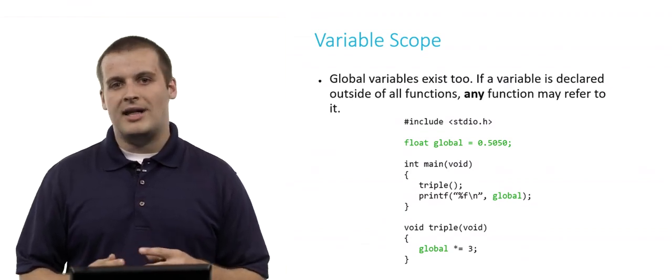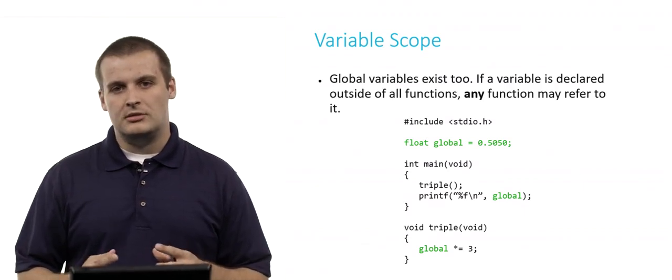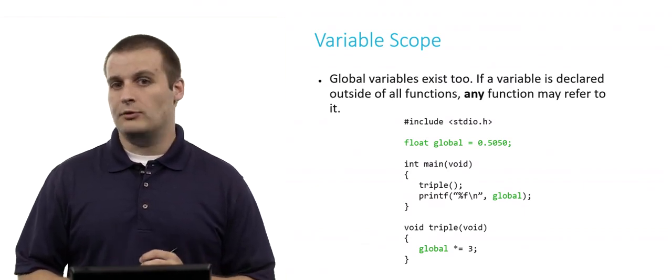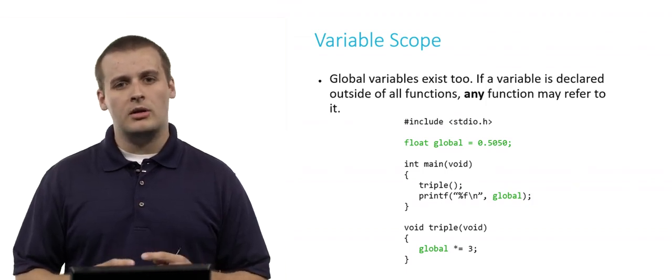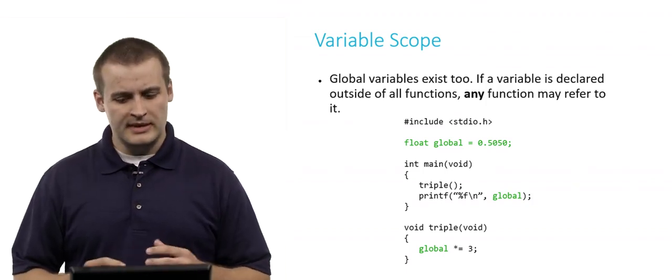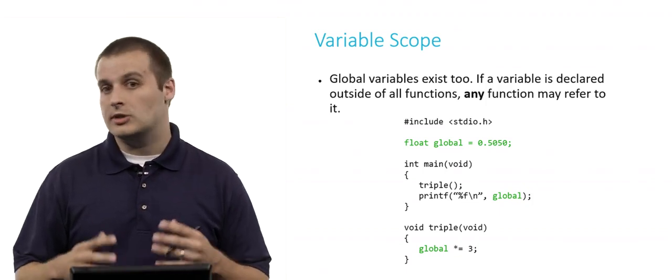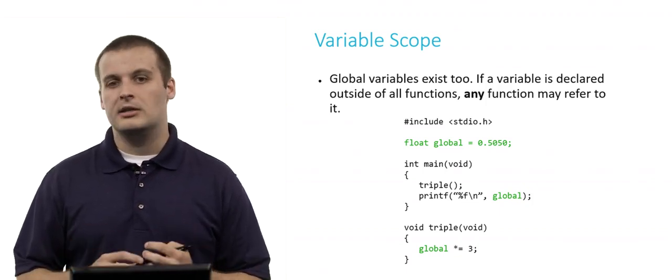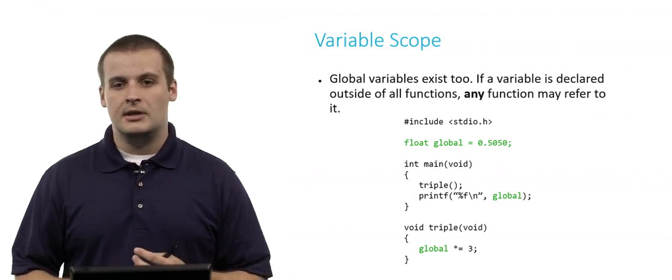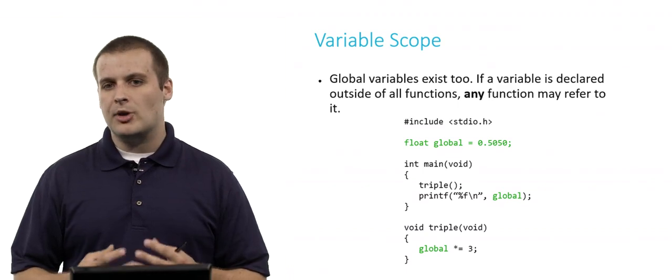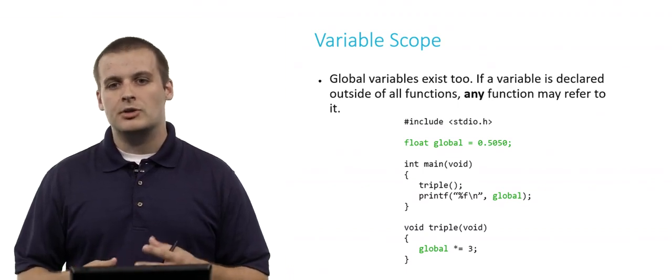Now, as I mentioned, global variables do exist. If you declare that variable outside of any function, all of the functions in the program can refer to it. So in this case, I've highlighted in green a global variable declaration. In this case, the variable being declared is called global, to be extremely clear about it. It is of type float, and I assign it the value 0.5050. You'll notice that in main and in triple, I am able to refer to global.